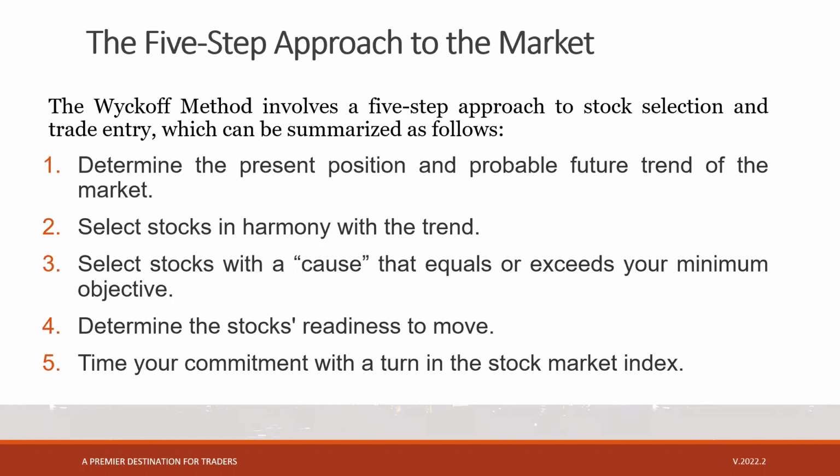So it's basically the 5-step approach to stock selection and trade entry that can be summarized as follows. The first one is to determine the present position and probable future trend of the market. And what does that mean? Well, the market is either trending or ranging, right? So the market is either in a trend phase, which can be bullish or bearish, or the market is ranging, or what you call consolidating. Now, that is one of the first approaches.